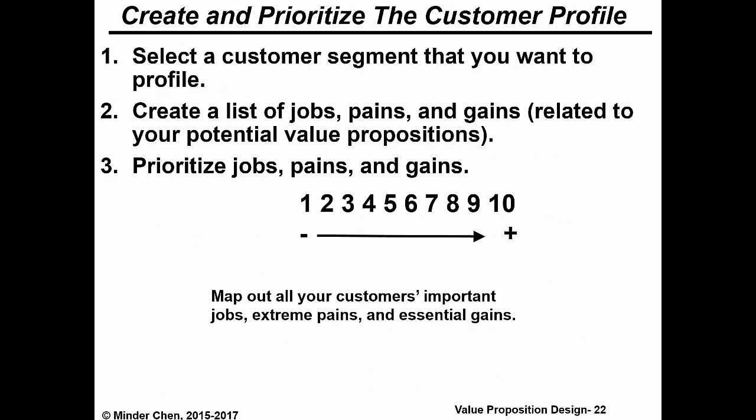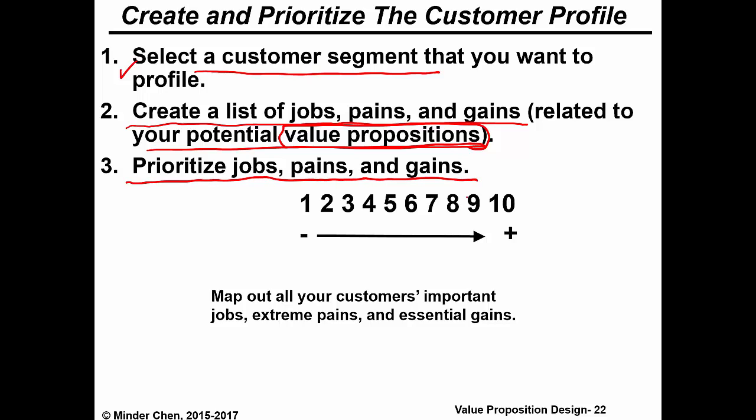But before that, let's review the steps recommended in terms of creating and prioritizing the customer profile. You would select a customer segment that you want to profile, and then create a list of jobs, pains, and gains for that particular customer segment related to your potential value propositions. Be aware that we may not have a detailed value map created yet. Then you would prioritize the jobs to be done, the pains, and the gains, by rating each one using a scale, say 1 to 10.